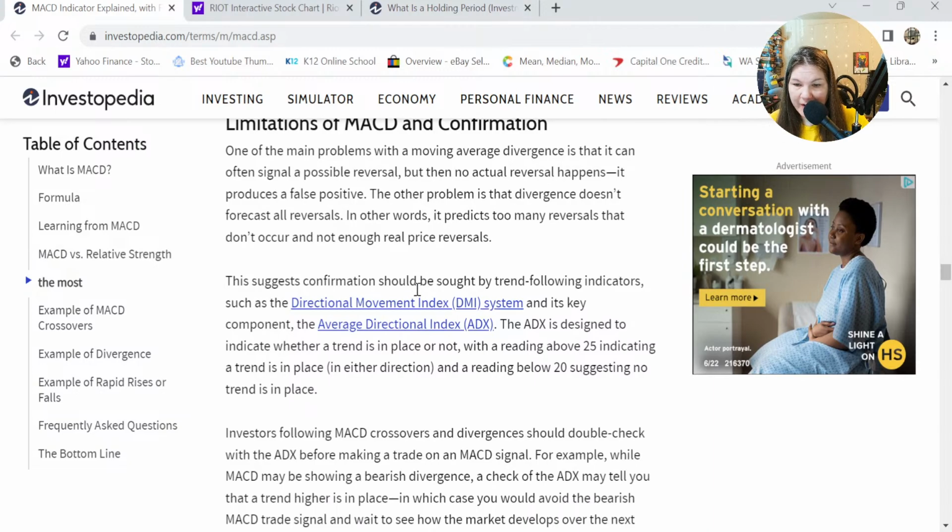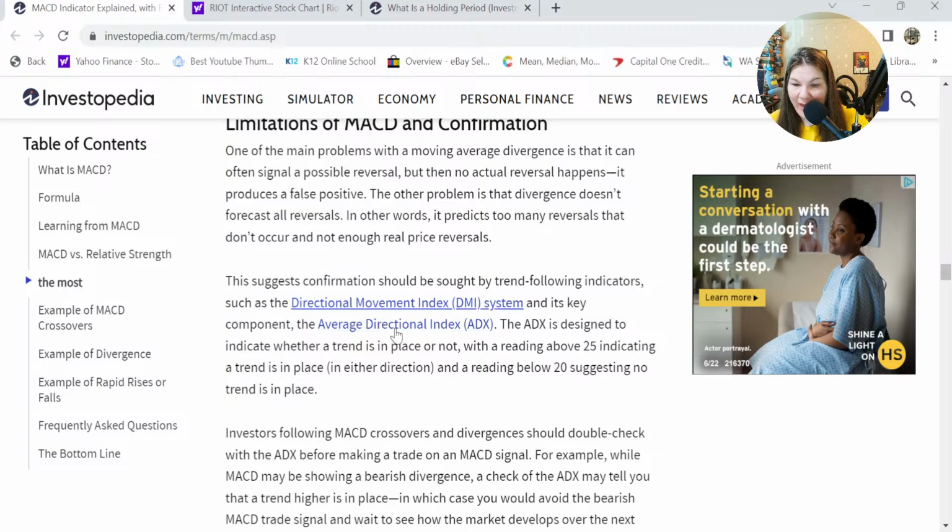This suggests confirmation should be sought by trend following indicators such as the DMI, or the Directional Movement Index System, and its key component, the Average Directional Index, the ADX. The ADX is designed to indicate whether a trend is in place or not, with a reading above 25 indicating a trend is in place in either direction, and a reading below 20 suggesting no trend is in place.